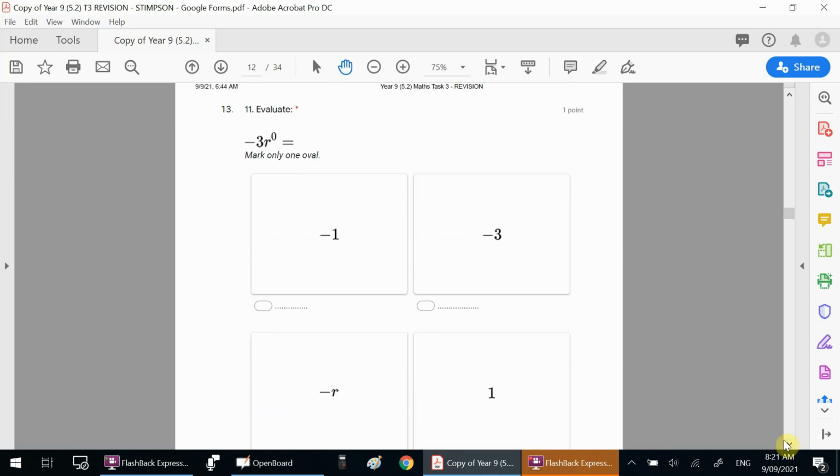Now no brackets, so the 0 only applies to the r. There's no brackets here, so only to the r. So that's minus 3, and r to the power of 0 is 1. So minus 3 times r to the power of 0. So there's our answer.